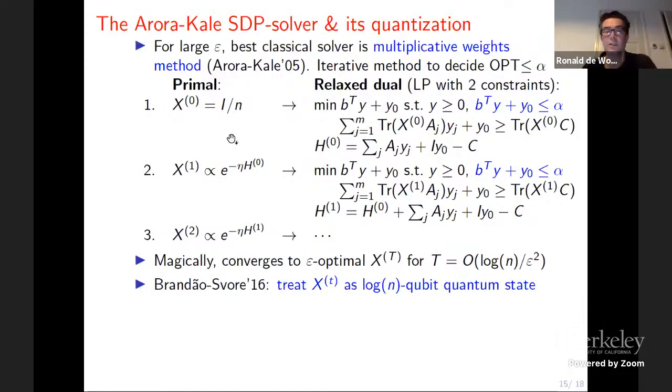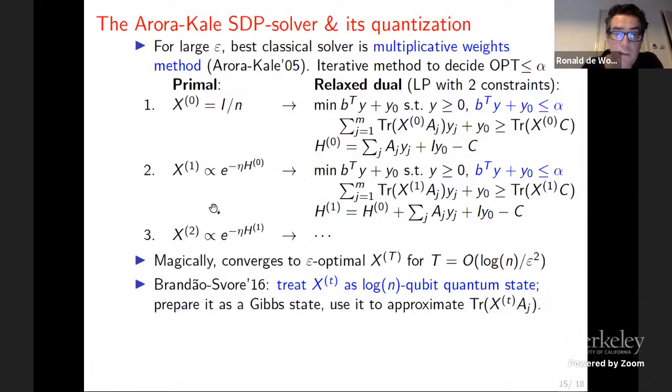So you can actually interpret these XTs as log n qubit quantum states. And they're not just arbitrary log n qubit quantum states. Any physicist will tell you that this thing here is a thermal state with respect to Hamiltonian H1 and inverse temperature eta. And we have quantum algorithms to prepare such states, also known as Gibbs states. So you can prepare these primal solutions as quantum states, as log n qubit mixed states. You can then use those quantum states to approximate these numbers here that give you your relaxed dual, and so on. And if you put these things together, you actually get a faster quantum algorithm.